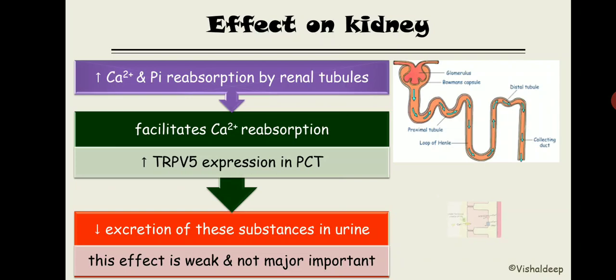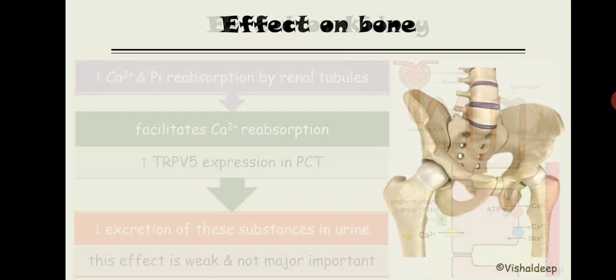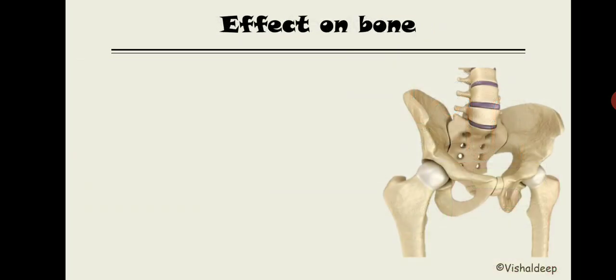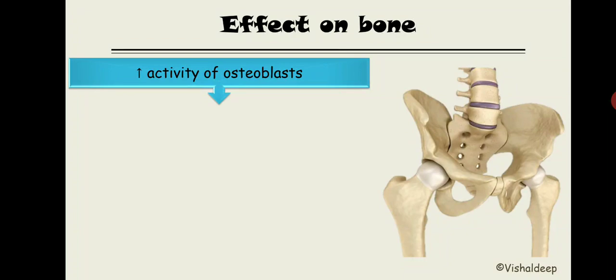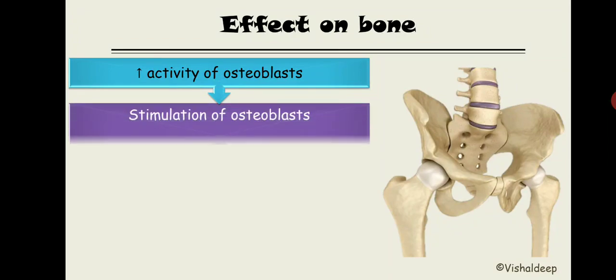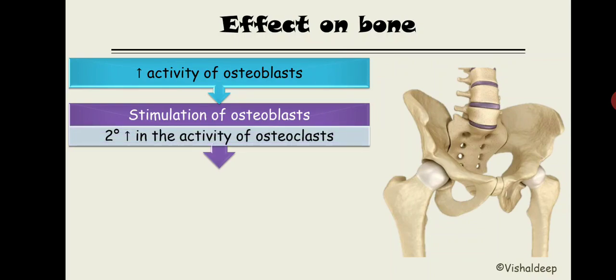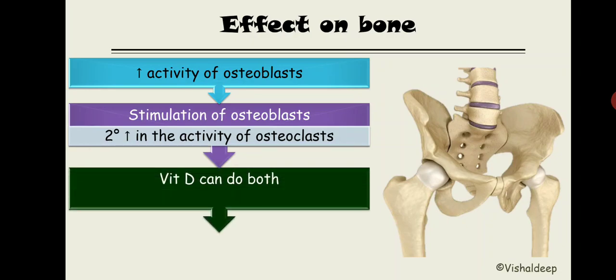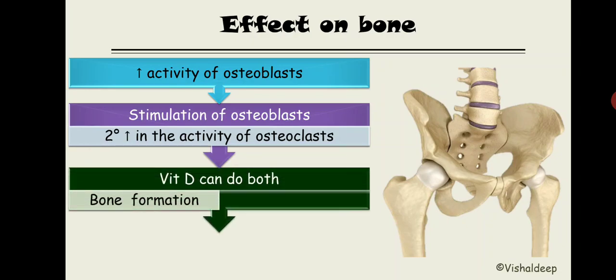Now, effect on bone. What is the effect of vitamin D on the bone? See, vitamin D has a receptor on the osteoblast. So vitamin D is going to increase the activity of the osteoblast. It will stimulate the osteoblast, and via different cytokines it will have a secondary effect on the osteoclast. Secondarily, it will increase the activity of the osteoclast. So vitamin D has the capacity to do both things. It will increase bone formation, and it also has the capacity to increase bone resorption.